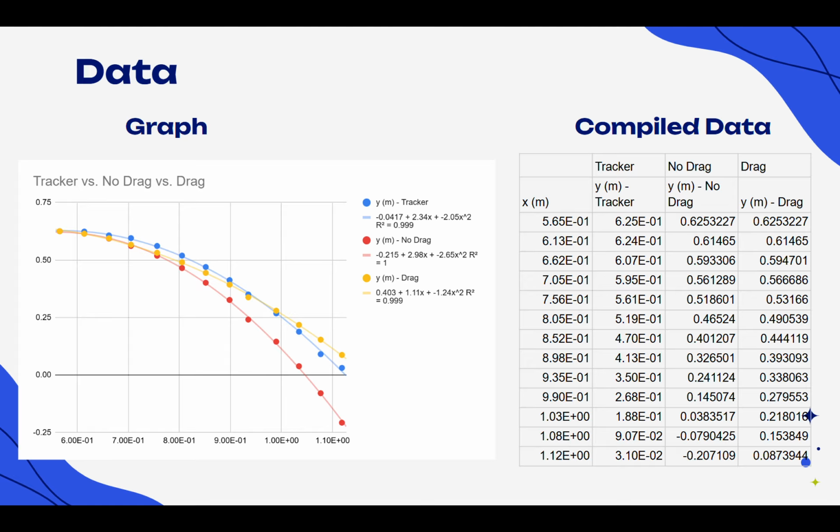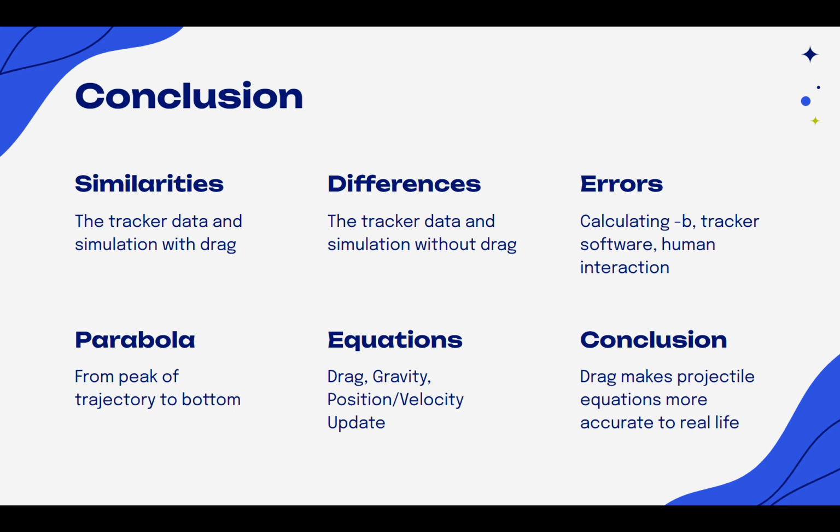As you can see, the computational model with drag is most similar to the tracker data. And this is a similarity, which indicates that it is crucial to add air resistance when calculating for net force of projectiles in order to mimic real life. And a difference was the tracker data and the simulation without drag, as the simulation without drag dipped significantly more than the tracker data, indicating that only calculating just Newton's second law, which is force equals mass times acceleration, is not enough for projectiles.